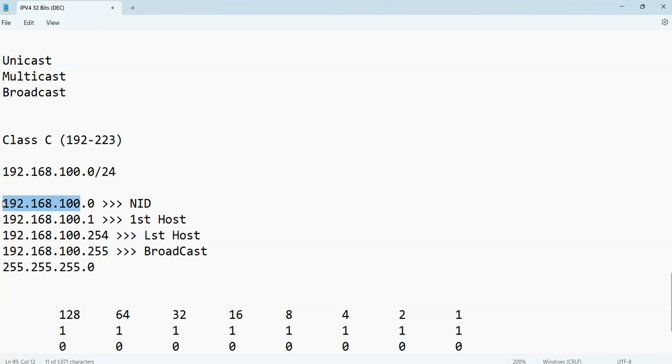I cannot mess around with the first 3 octets. I cannot put a 0, that tells me what network I'm on. I cannot put a 255, that's a broadcast. So every network has a network ID and a broadcast, so you're losing 2 numbers.